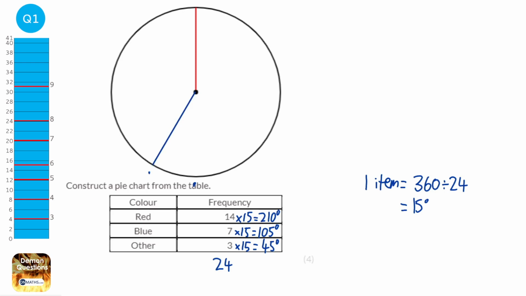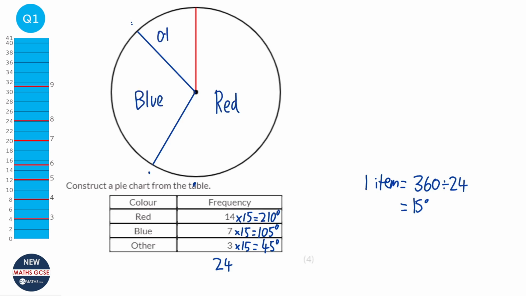Then to do 105, we're going to put our protractor in the middle. And we're going to look at 105, which will be up here. And then we're just going to join it up with a straight line. And then we're just going to check the last angle. And so if I put my protractor on it, it is 45 degrees. Perfect. Now, an important step to not miss is you need to label them. So the first one is red, the second one is blue, and then the final one is other.